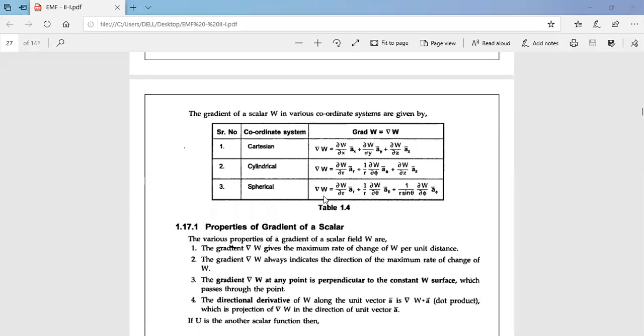In spherical, it would be the differential of W with respect to R, AR, plus 1 upon R times the differential of W with respect to theta, A theta, plus 1 upon R sine theta, the differential of W with respect to phi, A phi.